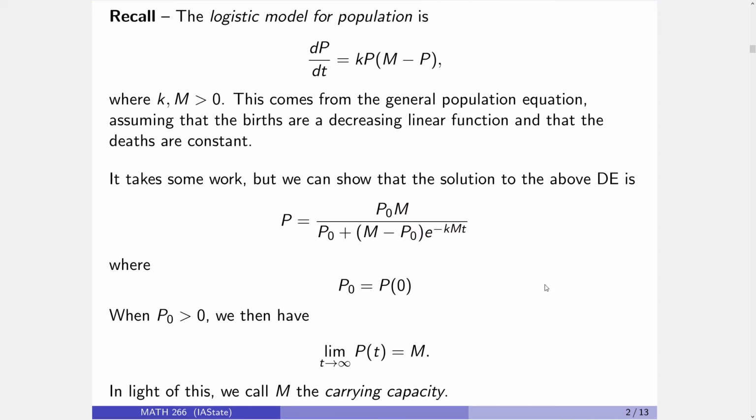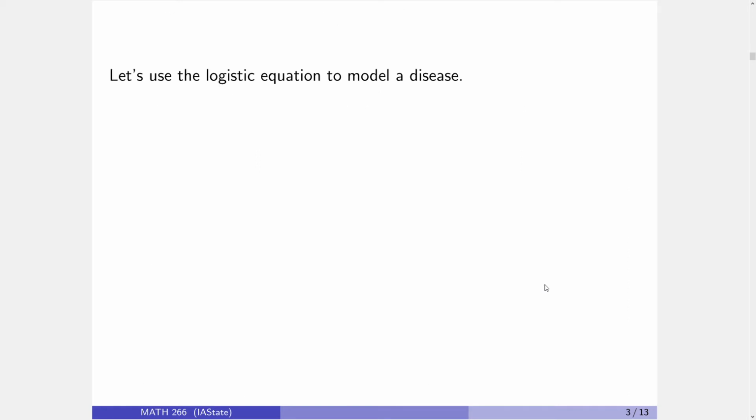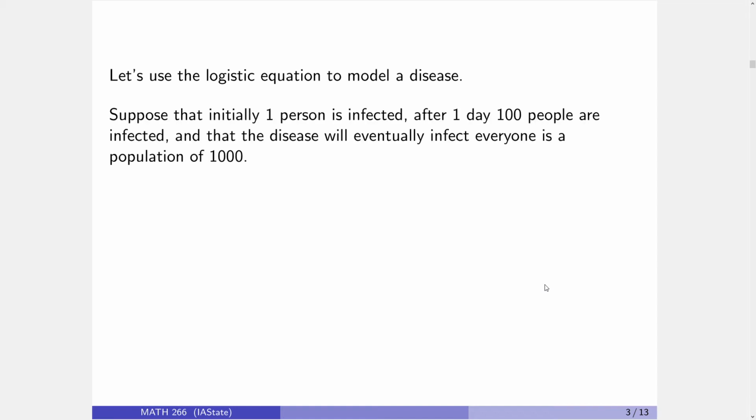So let's use a logistic model for population to do a little modeling of a disease. Like I said, the logistic model is brought up when we want the long-term behavior of a population to settle to some amount. So disease is a good one to use for the logistic model, especially if you've got the following sort of setup.